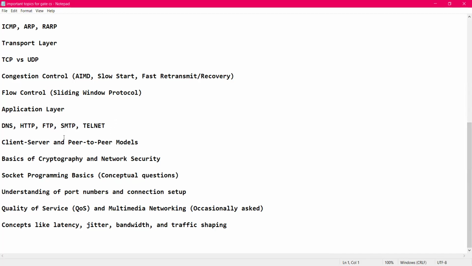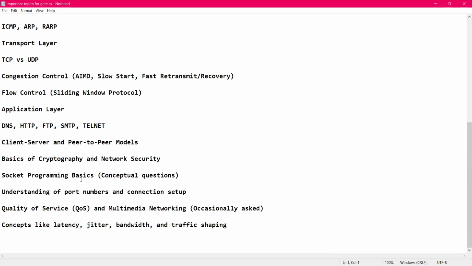Next one, client-server and peer-to-peer models. It is also one of the important models from computer networks. Next one, basics of cryptography and network security. I think this is also important. Most probably, they will ask rarely from this topic. So better to focus on this topic also.